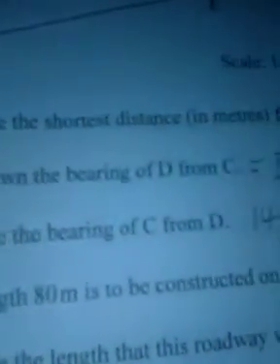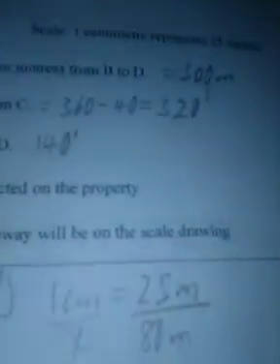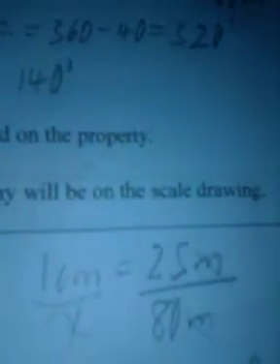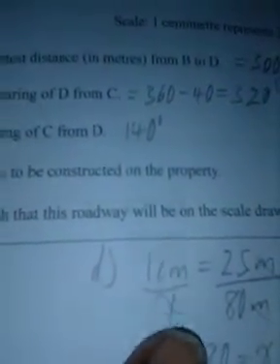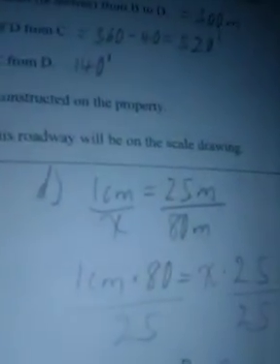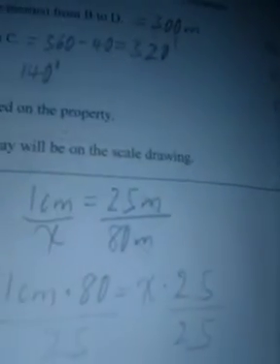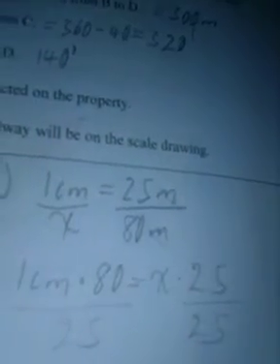Calculate the length. Okay, a roadway of length 80 meters is to be constructed on the property. Calculate the length this roadway will be on the scale drawing. So I got to change 80 meters into centimeters. Once again, this is the scale factor. 1 centimeter is to 25 meters, as I don't know how many centimeters is equal to 80 meters, right? Cross multiplying again, all right? So meters cancel with meters, by the way, and I end up with 1 centimeter times 80 is equal to x times 25. I got to move the 25, so divide both sides by 25 and get x equal to 3.2 centimeters.